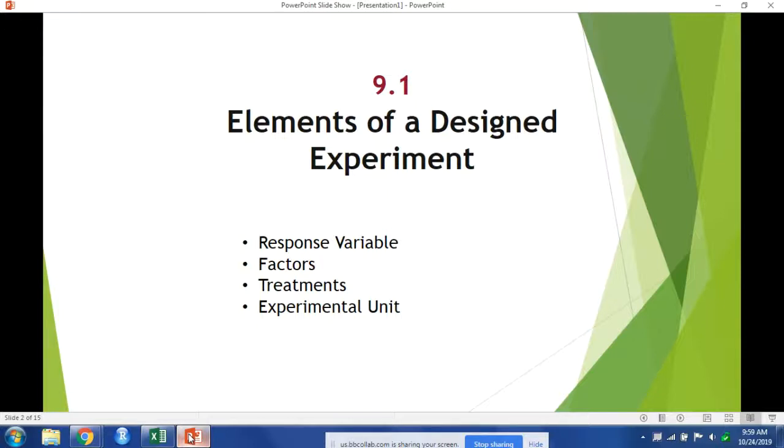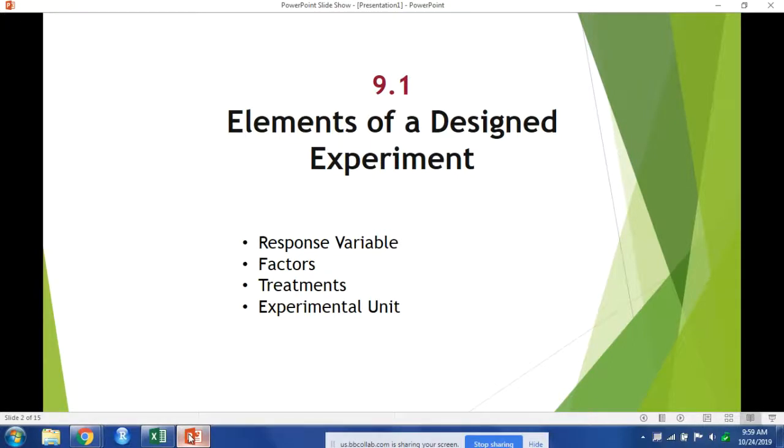Factors are those variables whose effect on the response is of interest to the experimenter. Quantitative factors are measured on a numerical scale, whereas qualitative factors are those that are not naturally measured on a numerical scale. Factors are also referred to as independent variables.